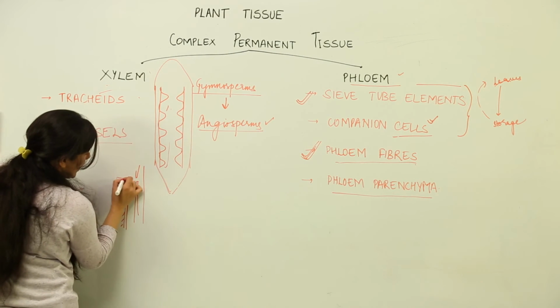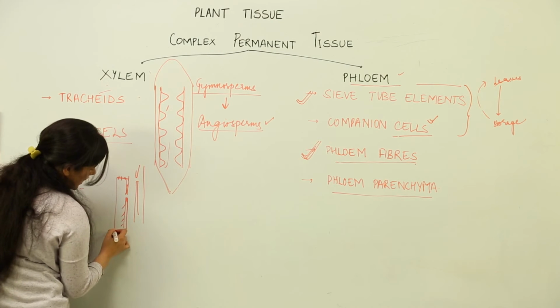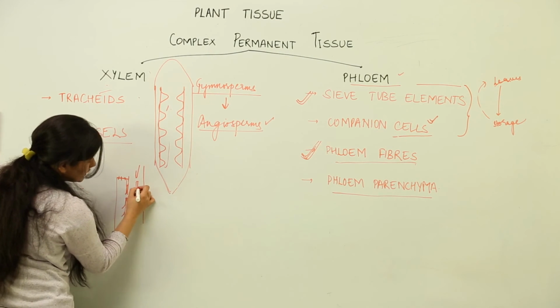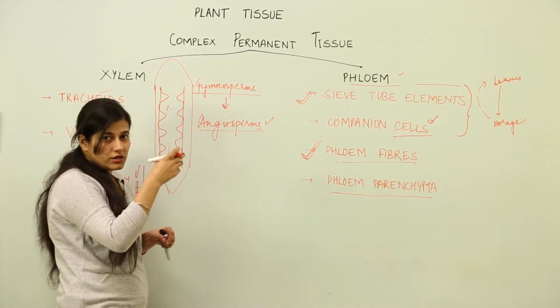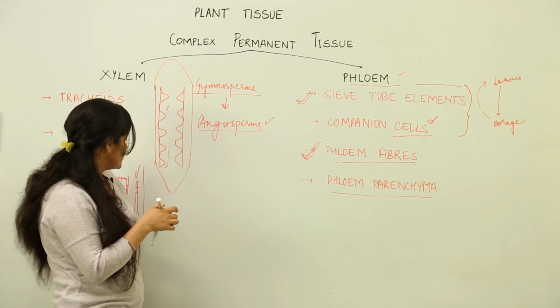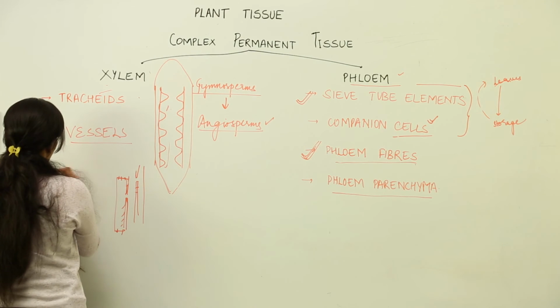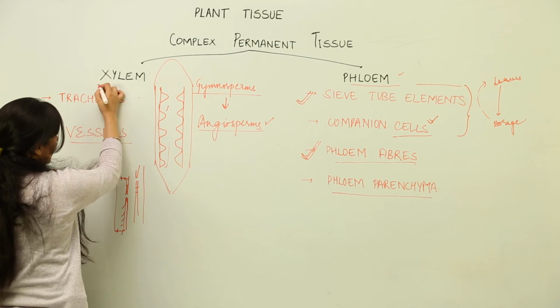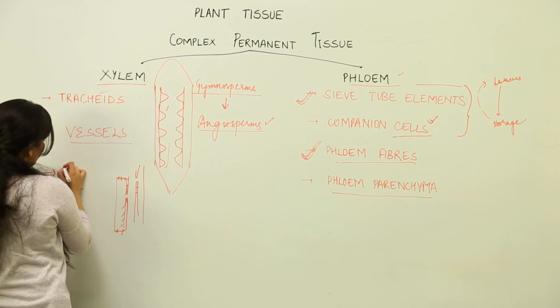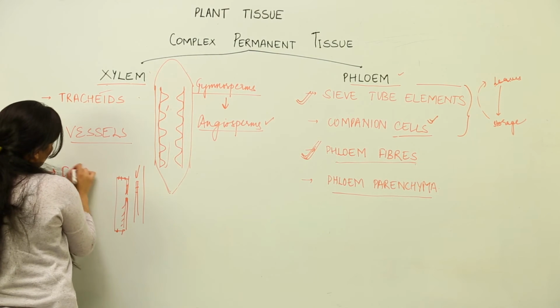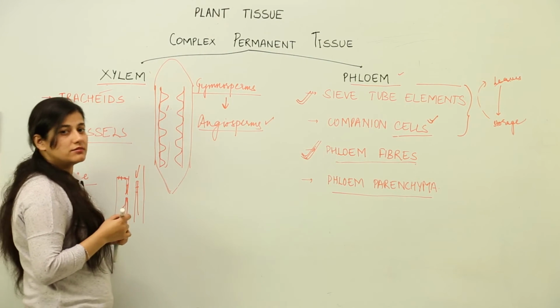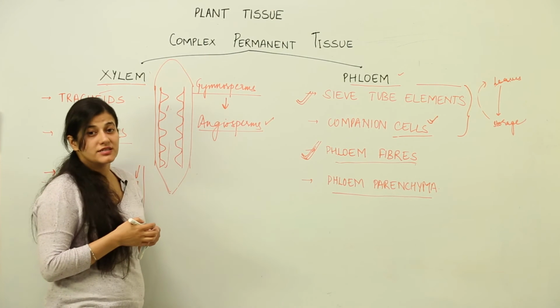These vessels would have perforations present and one would be connected to the other, so that a continuous column of conducting water is formed. So the second type is the vessels. The third type of cells that we have in xylem is the xylem fiber. Xylem fiber is nothing else. It is just like a fiber as we did in sclerenchyma.